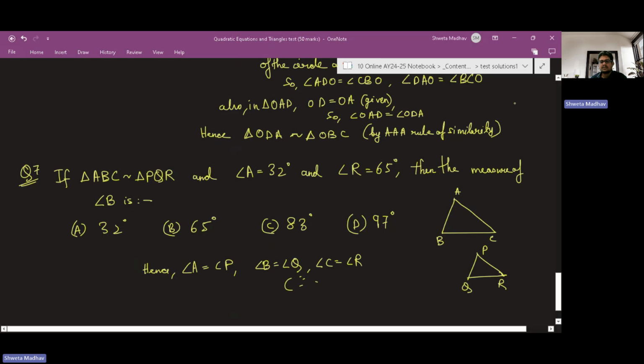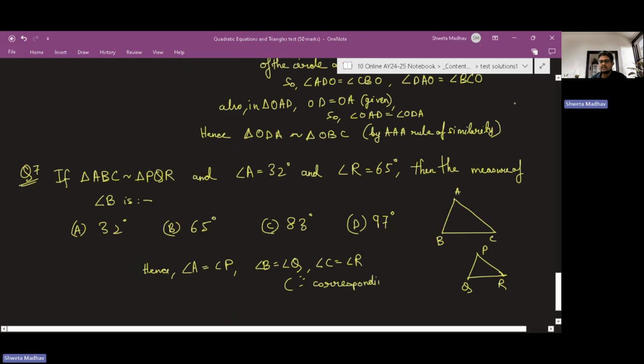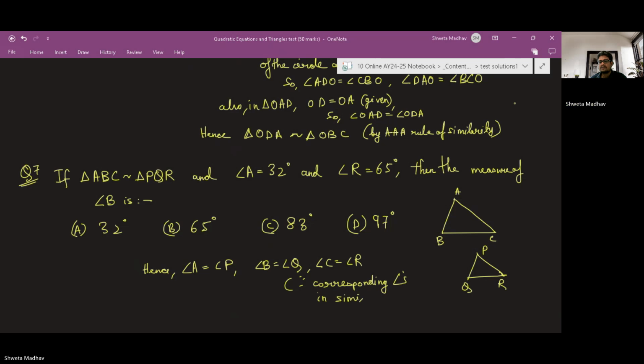Why? Since corresponding angles in similar triangles are equal. Similar triangles always have equal corresponding angles.